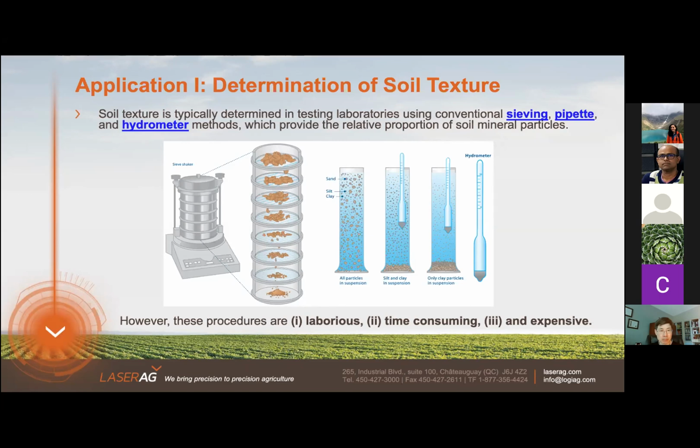The goal for the laser technology was to try to use it to predict the texture of soil. When we talk about the texture of soil, we need to accurately predict the amount of sand, silt and clay. Those are the three mineral particles. So we need to have an estimation of the texture of the soil.